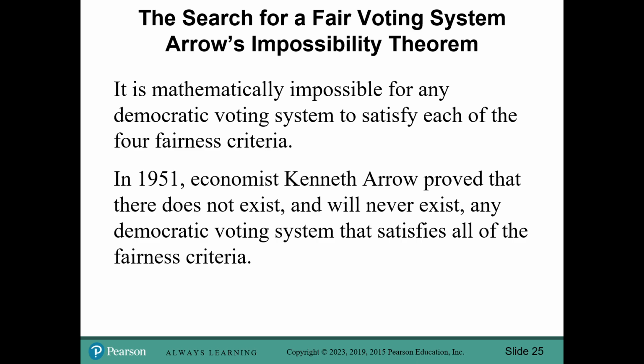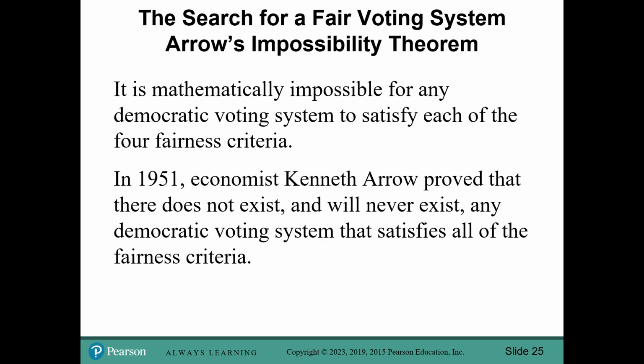So, we want a fair voting system. And so far we've seen that all the voting systems we learned about in 13.1 violated some of the fairness criteria. It is mathematically impossible for any democratic voting system to satisfy each of the 4 fairness criteria, the 4 fairness criteria we just reviewed in this lecture. If something could satisfy all 4 of them, we could consider it a fair election. Each of the voting methods we reviewed in 13.1 is flawed in some way or another and violates at least one of these fairness criteria.